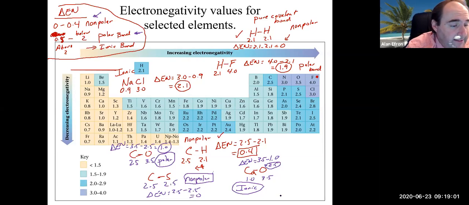The reason it's a nonpolar bond in this case has to do with their location on the periodic table. Although carbon is higher up on the periodic table, sulfur is further to the right. They essentially cancel each other out in terms of their effect. This is sometimes referred to as the diagonal rule. They are diagonal on the periodic table, so although one is higher up, the other is further to the right, and they essentially cancel out their differences.